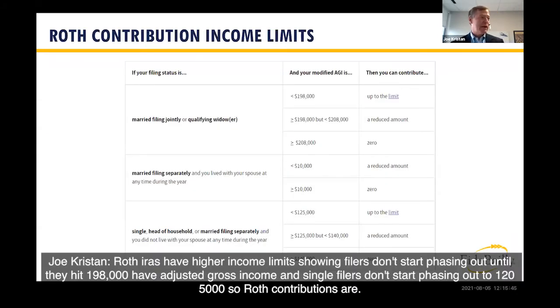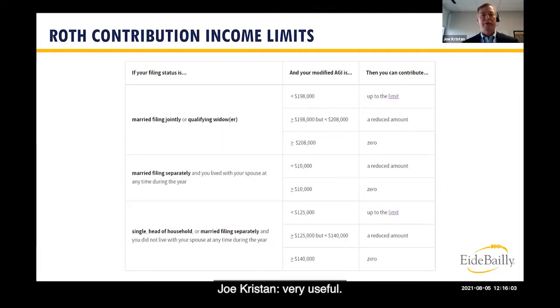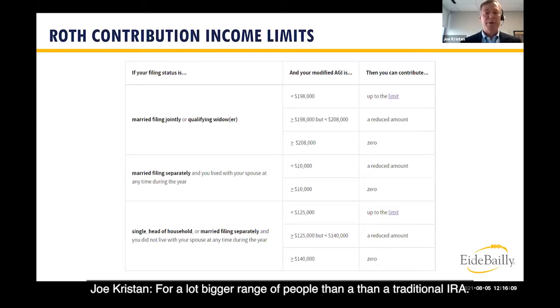Roth IRAs have higher income limits. Joint filers don't start phasing out until they hit $198,000 of adjusted gross income, and single filers don't start phasing out until $125,000. So Roth contributions are very useful for a lot bigger range of people than a traditional IRA.